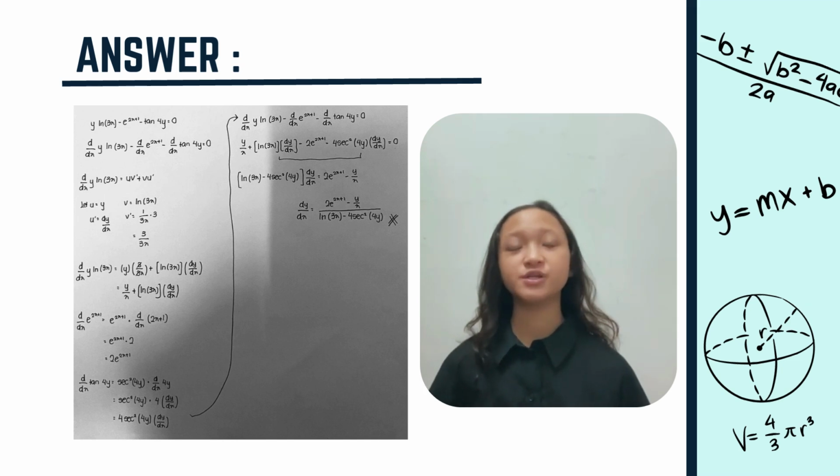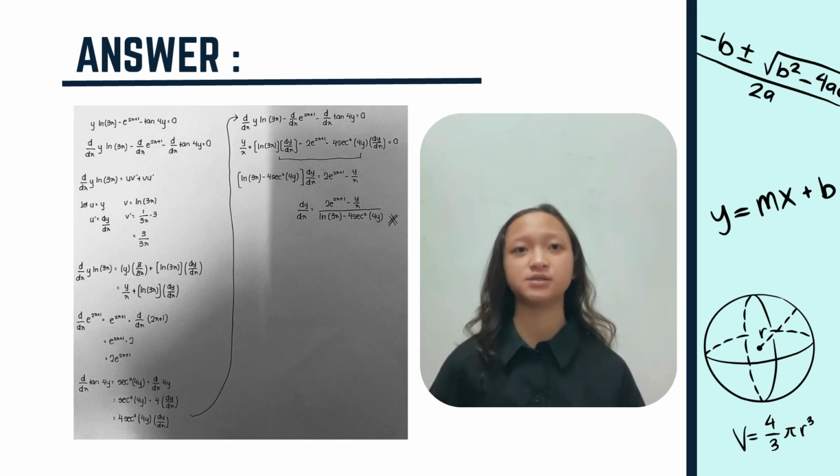Firstly, we differentiate d over dx of y ln in the bracket of 3x. To differentiate this, we have to use the product rule, which is u v prime plus v u prime. So we let u equal y, u prime equal dy over dx, v equal ln in the bracket of 3x, and v prime equal 1 over 3x times 3, so the answer for v prime is 3 over 3x.